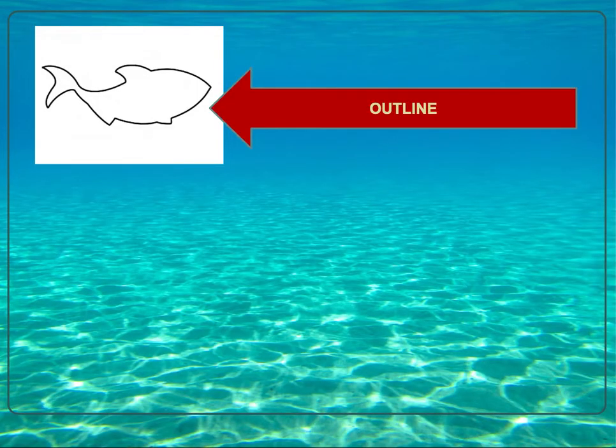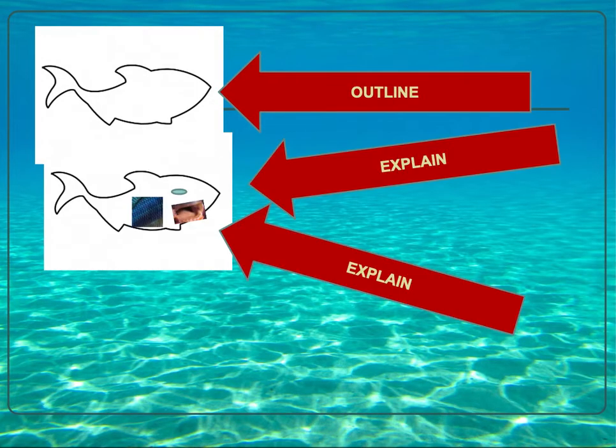The outline of a fish, for example, looks something like this. Having provided an outline for what something looks like, in this case a fish, to explain it you might provide some more detail such as its eyes, scales and teeth.